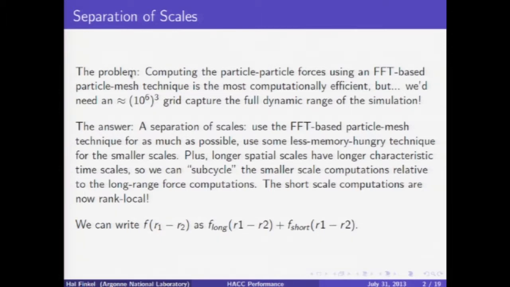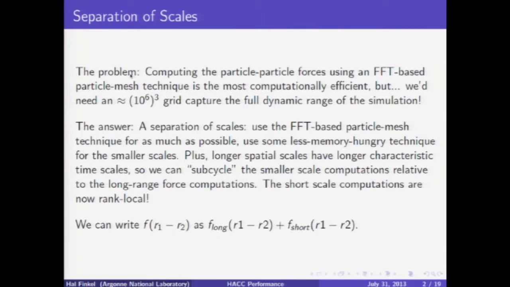So what do we do? Here's our answer: we separate the scales. We want to use the really efficient algorithm for as much as we can, and then we do something else for those finer scales that we can't capture with it. We take this Newtonian force law, which is a function, and I can always write a function as the sum of two other functions. And this is exactly what we're going to do.